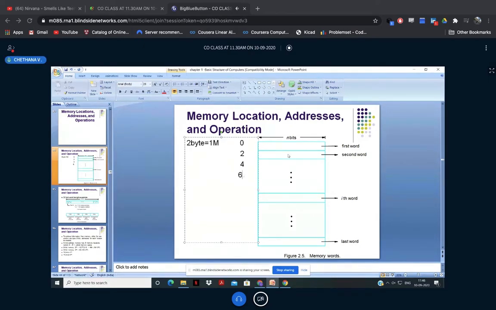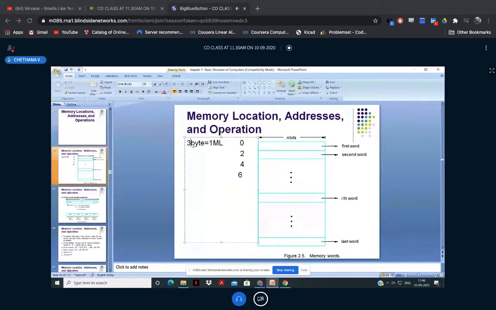So that means 2 bytes here, 1 byte here, one more byte. 2 bytes means totally 2 locations will be added. That is why my address also will be incremented: 0 here, 2 here, 4. Suppose in one memory location, I'm going to store 4 bytes of data.